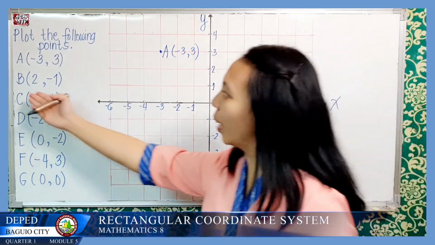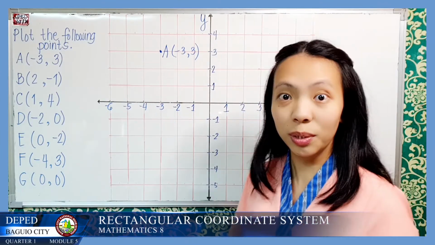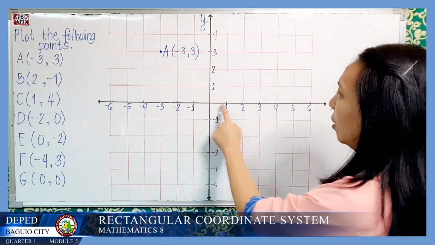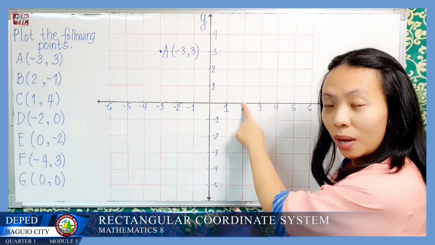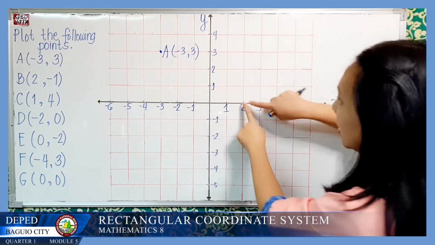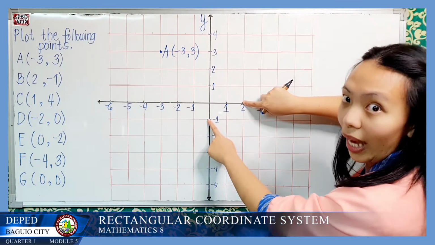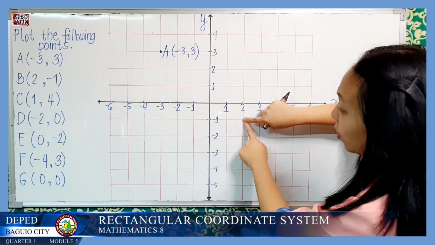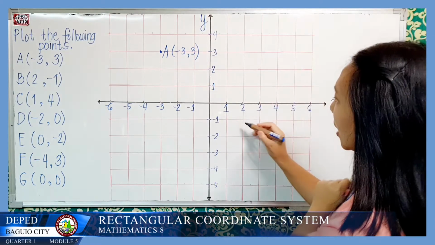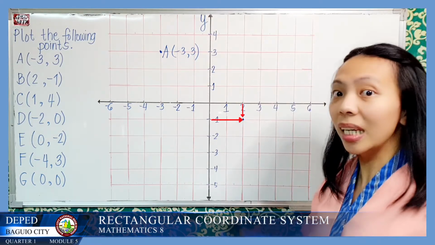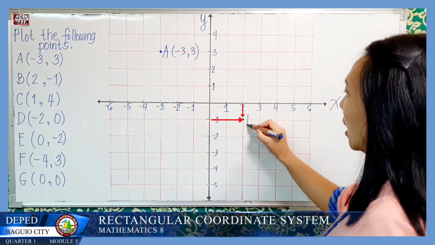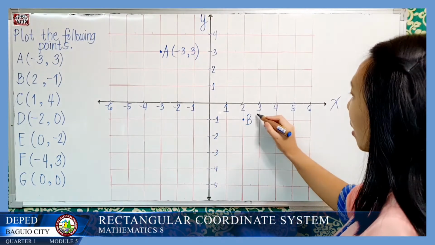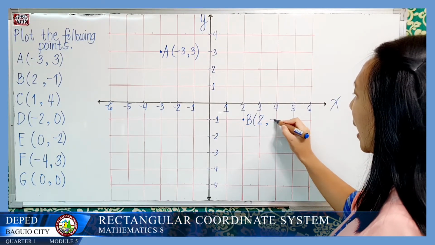Next, what about point B, which is located at 2, -1? Again, we're going to locate 2 along the x-axis and -1 along the y-axis. Then, let us have the intersection of those numbers. The intersection of the two numbers is the location of point B in the Cartesian plane. The coordinates of point B are 2, -1.